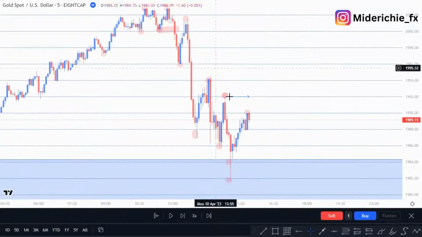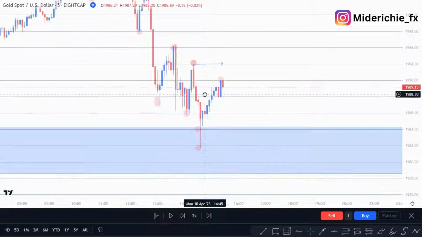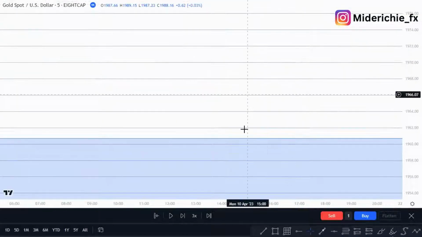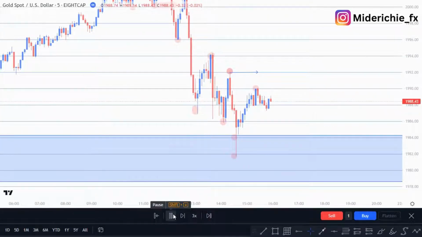We should expect the market to take out that high. If the market takes out that high, then our trade is confirmed. But if the market continues taking the low, we should just wait for the market to maybe respect this zone, or even come and respect this last zone right here. So we need to wait for the price action right there. Now let's continue playing price.